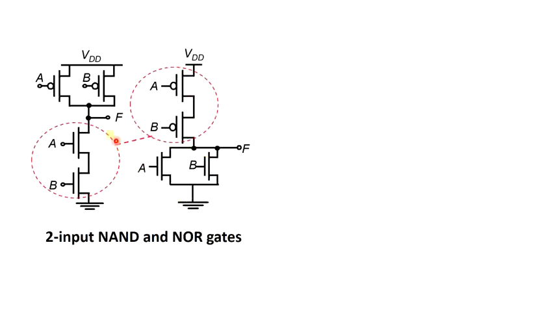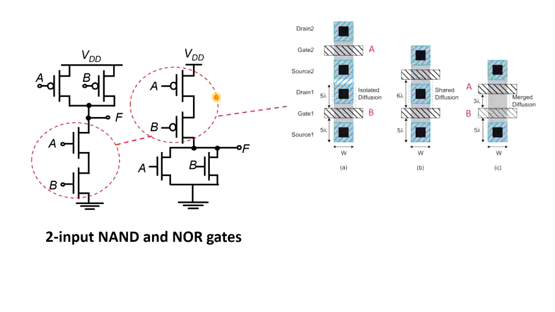Among them, let us first focus on the series case, where either two NMOS or two PMOS are in series. What do you think their layout will look like? It's easy, right? It will be something like this. This is one diffusion. It might be P diffusion or N diffusion, depending on whether it is PMOS or NMOS. This is another diffusion. This is the polysilicon line for gate A. This is the polysilicon gate line for gate B. So this is transistor A, and this is transistor B.